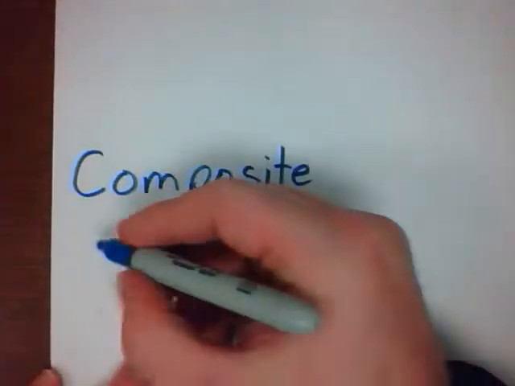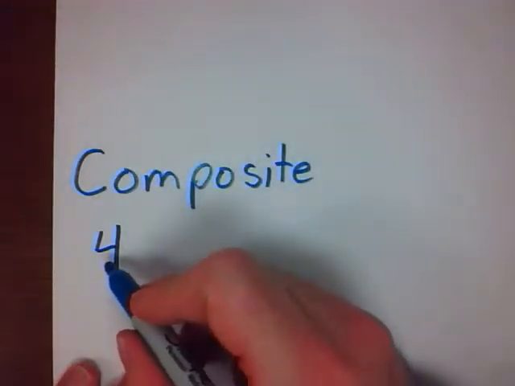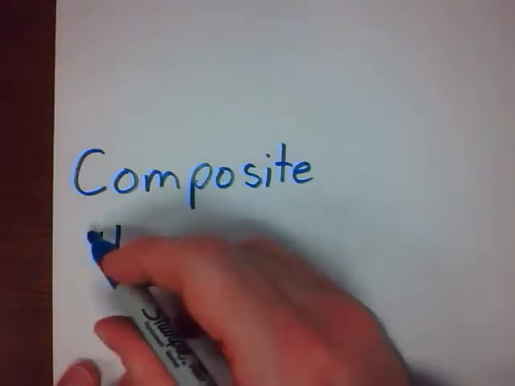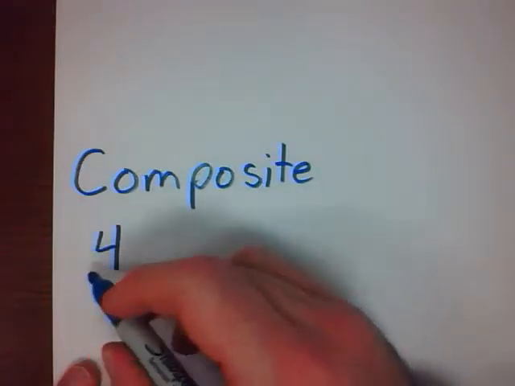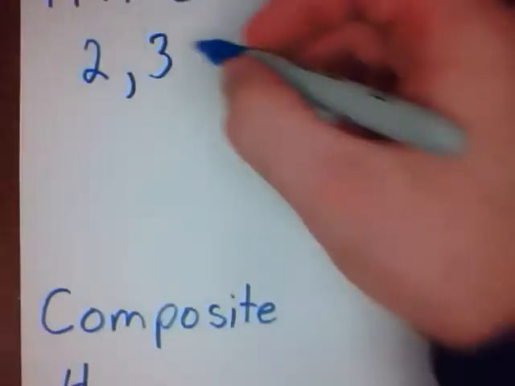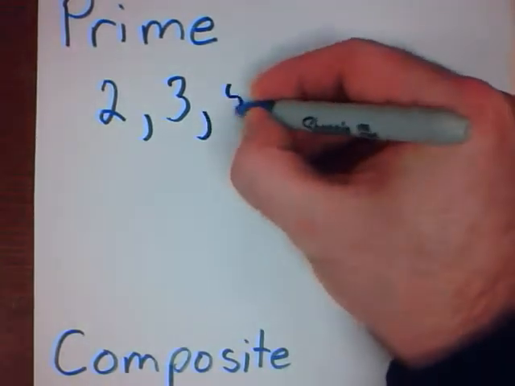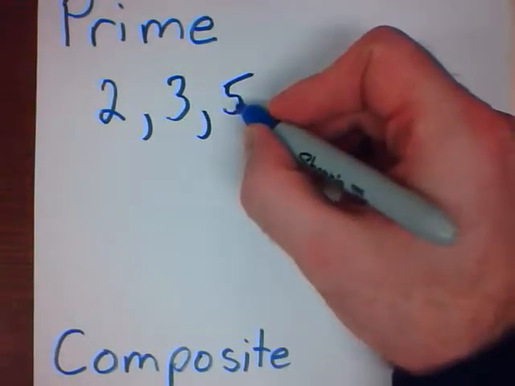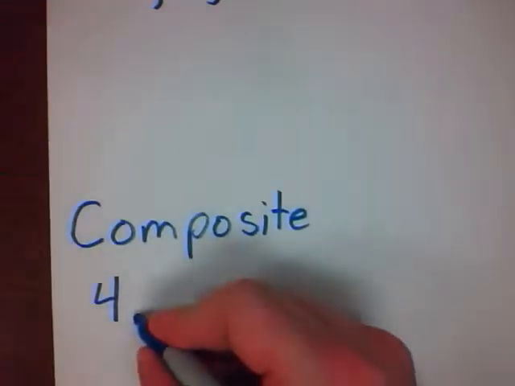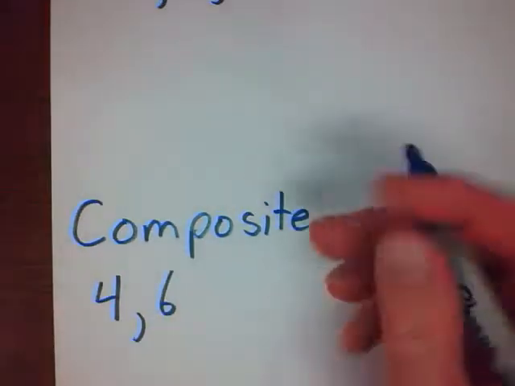The number 4, however, is composite because it can be divided by 2. But it has more than just itself and the number 1 as factors. It has 1, 2, and 4 as factors. Well, these only have themselves and the number 1. 5 is only divisible by 5 and 1. 6 is divisible by 1 and 2 and 3 and 6, so it has more numbers.